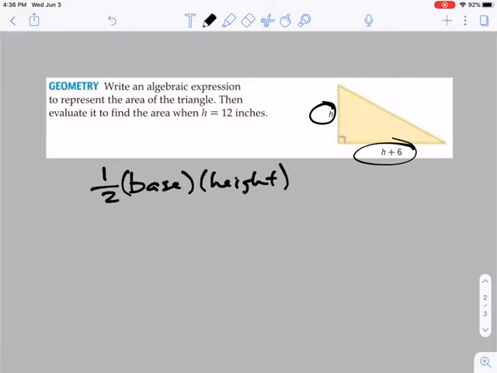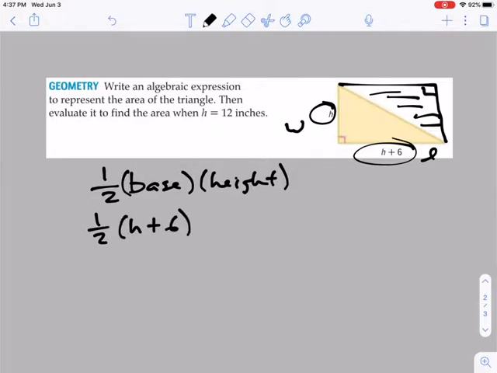Is how you figure out the area of a triangle, because if you drew it as a rectangle, it would be just, you know, your width times your length here, and then it's half of it because you're not including this part of it, all right? And so that's where that formula comes from. So you have 1/2, your base is that h plus 6, and then your height is just h, right? So you have 1/2 times (h plus 6) times h.